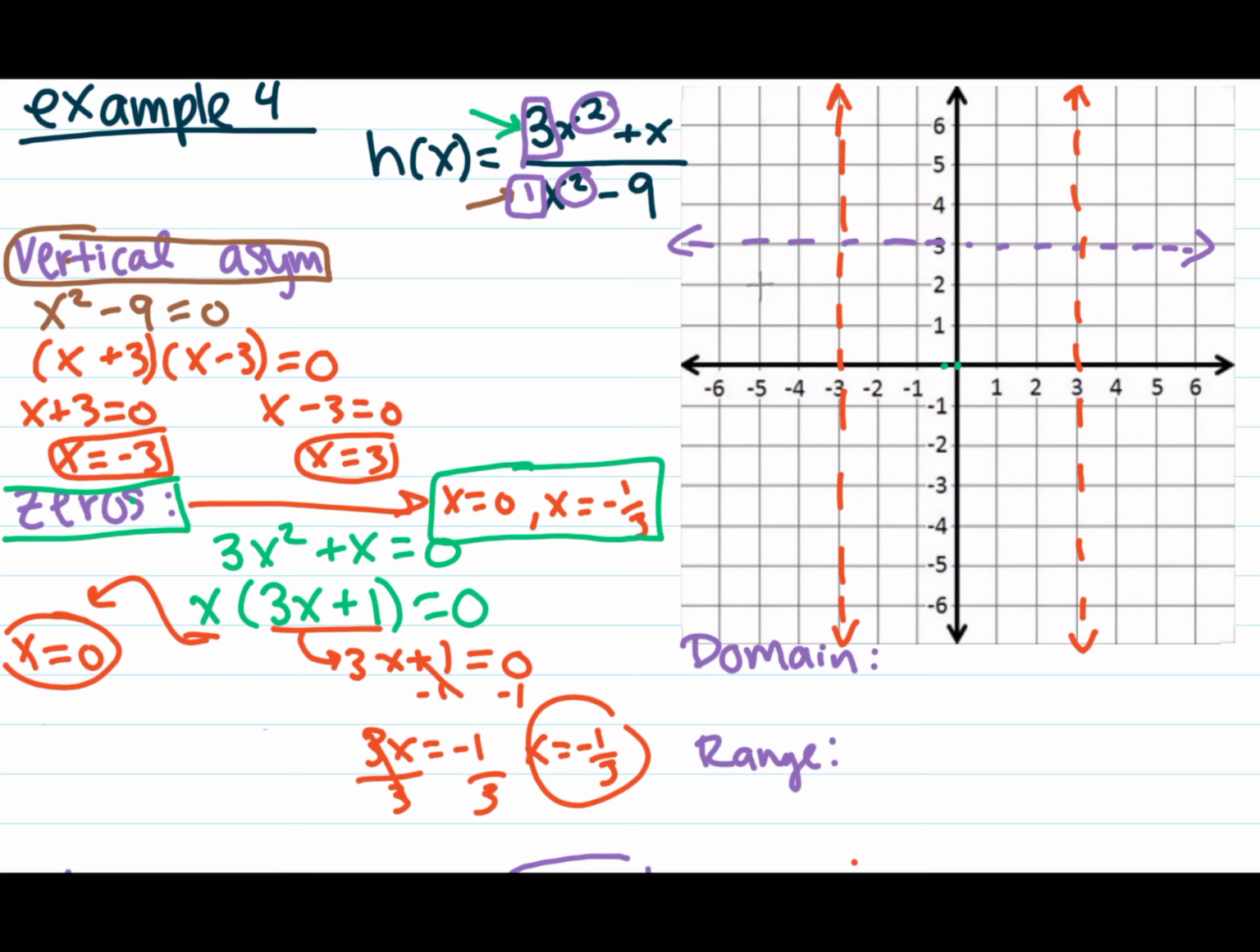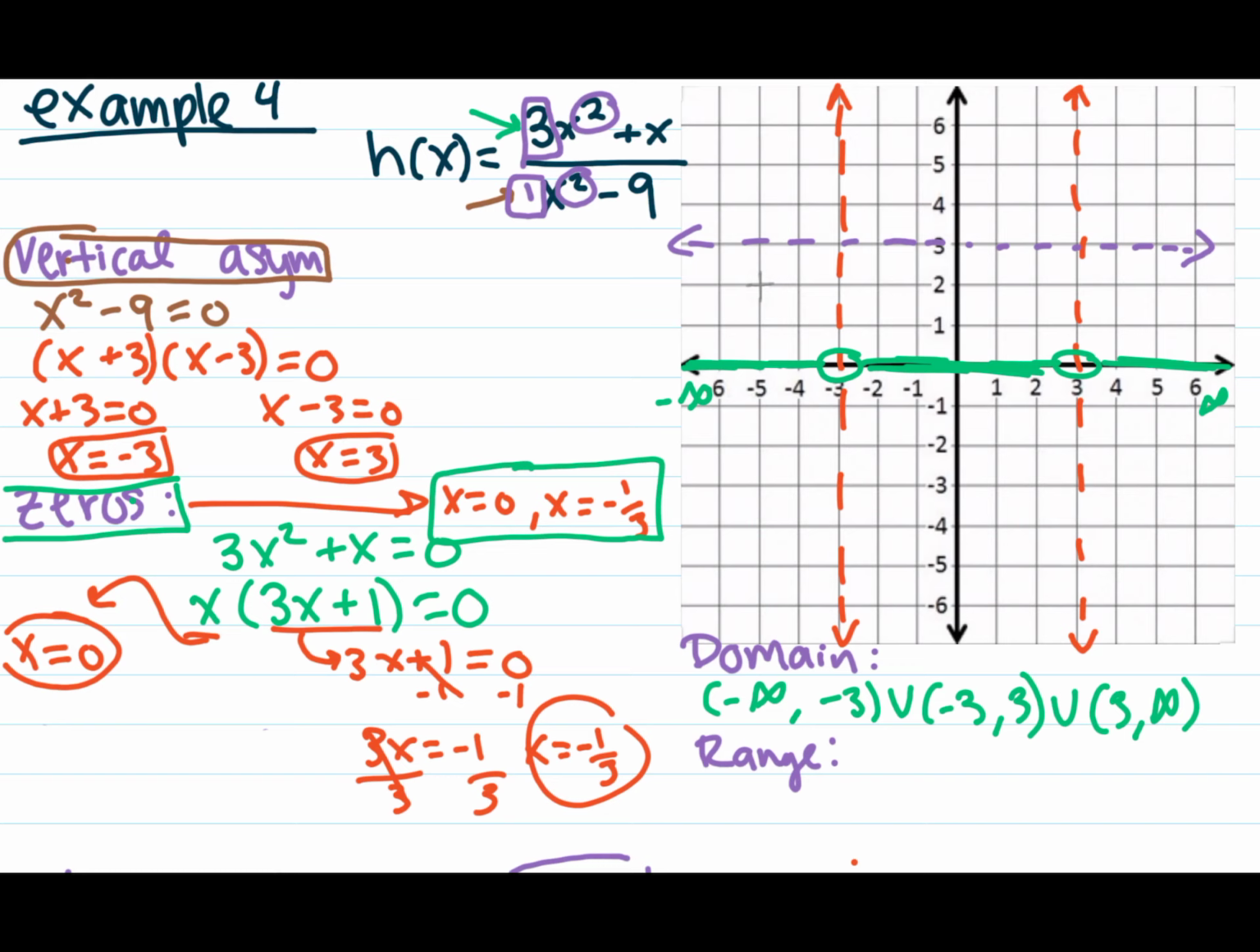So domain, all x values, right? I'm going to look at this x-axis, and I don't have a problem until right here, all the way to right here. So it's going to be a very interesting looking domain. It's definitely one of the more involved ones. We start at negative infinity, and we work our way all the way up to negative 3. Then we got to skip over negative 3. And then we go from negative 3 to 3. Then we got to skip over 3 and go all the way over to positive infinity. So that's the most involved you'll ever see your domain.